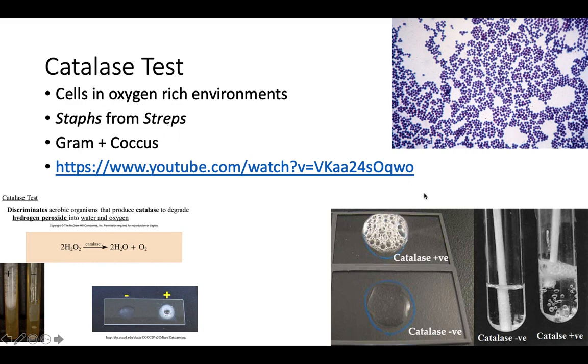So you're going to take a big sample from your patient, or from your petri dish, excuse me, or your agar or whatever it is. You can see they've got agar slants down here. You take a big sample from it, and you put it on a slide that's going to contain some liquid hydrogen peroxide. You can see that here.